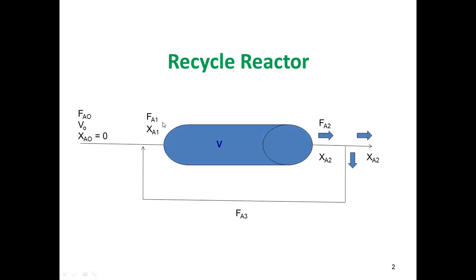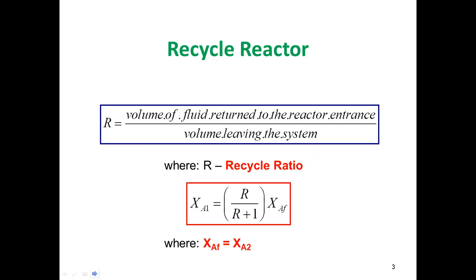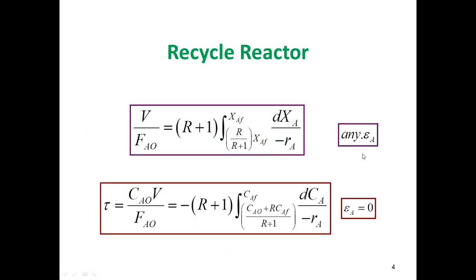So the XA1 is this one. Okay, the degree of conversion of the total stream process at the entrance of the reactor. So that's your R expressed in terms of these two. Now, for any system, it may be a constant density system or not, because this is for any epsilon A. So this will work whether your epsilon A is 0 or not equal to 0. You can use this particular formula in determining whatever the problem requires.